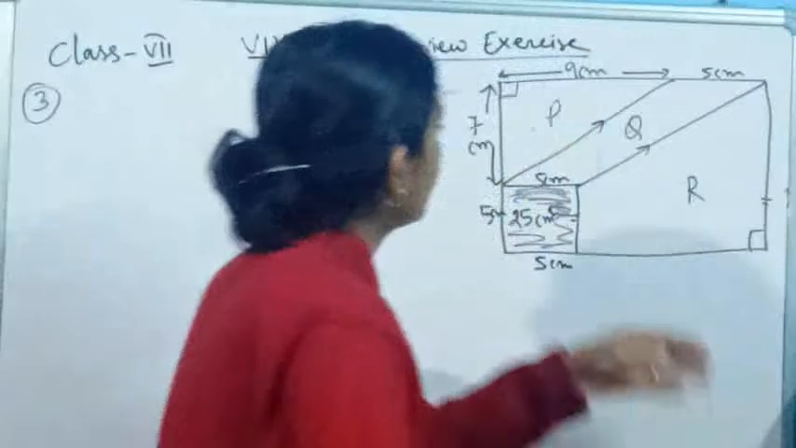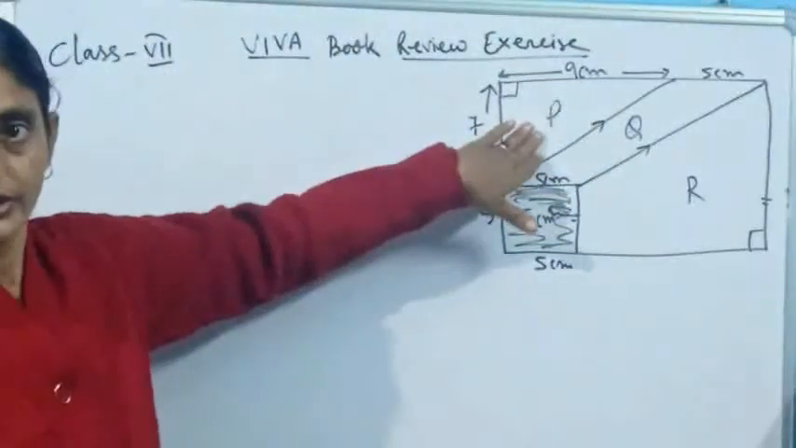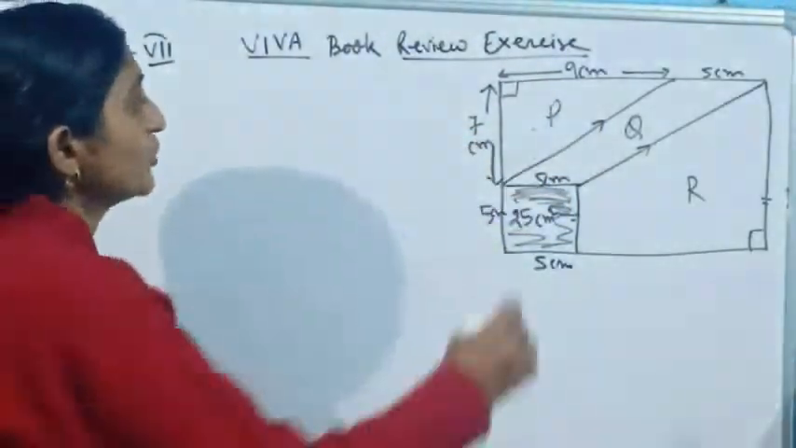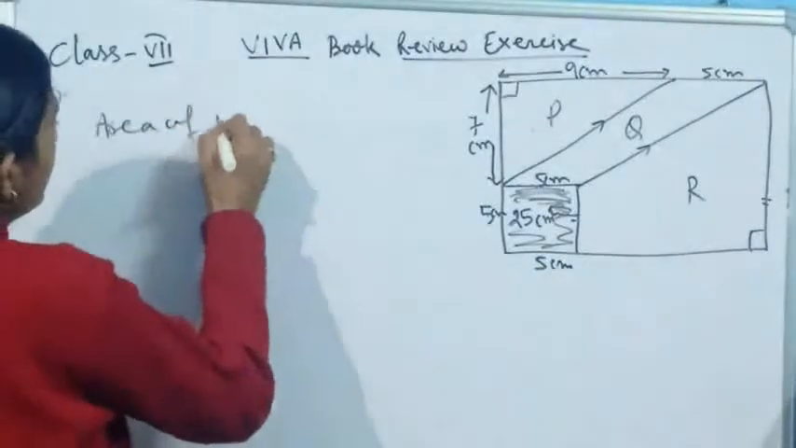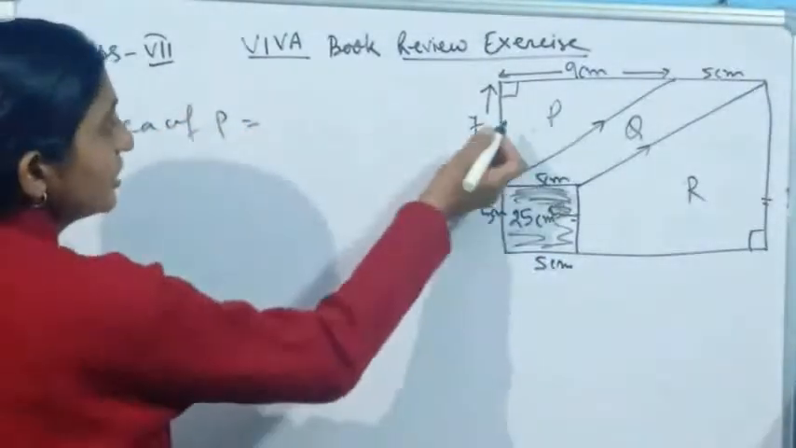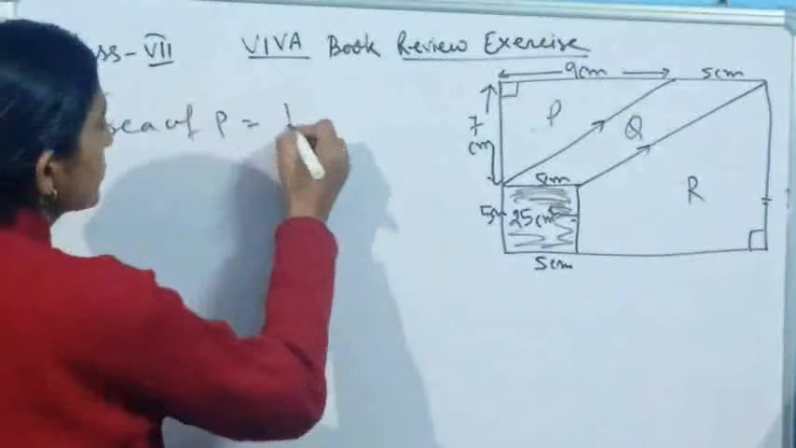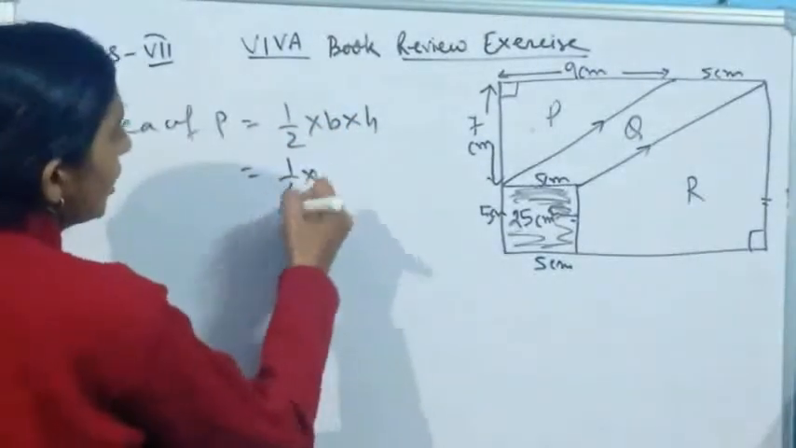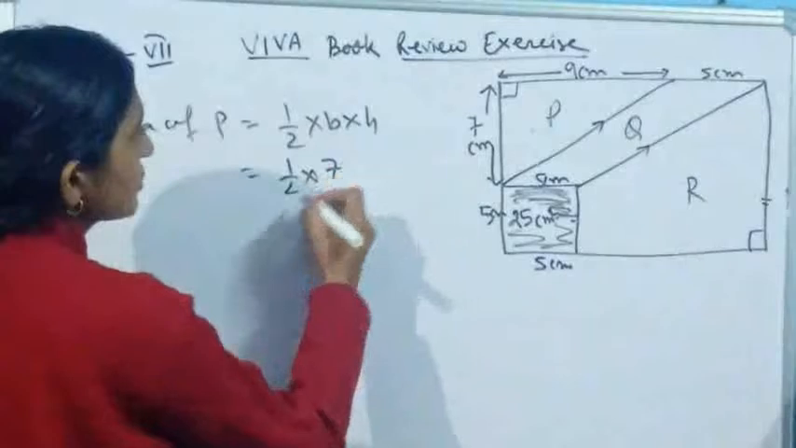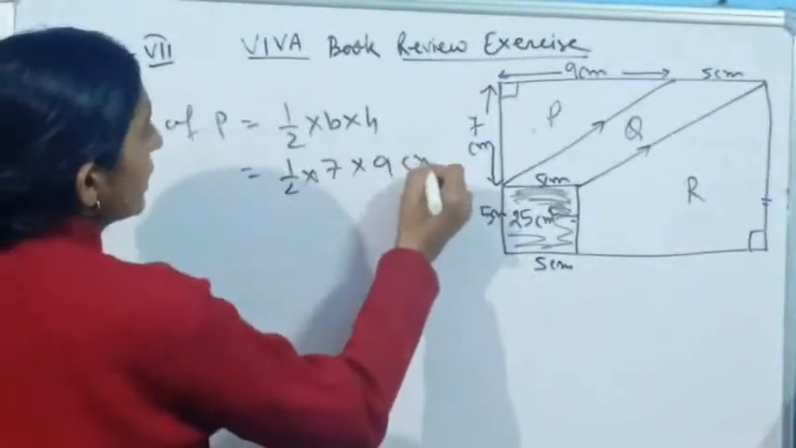Now, you can tell me the area of this triangle P. Here it is a right angle triangle. So what will be the area of P? So area of P equal to how much? It is a right angle triangle. So what was the formula? Half into base into height. So what it is? Half into base, let it be 7 centimeter into 9, that much centimeter square.